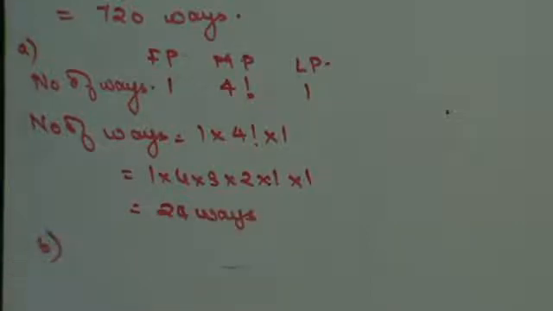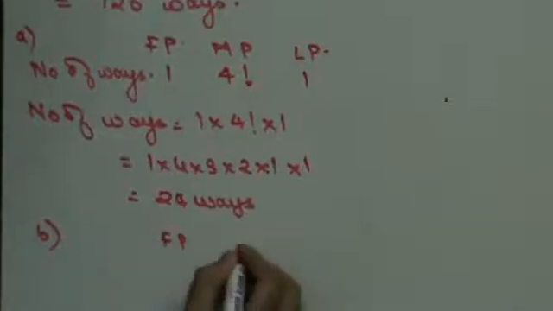Second part of the question. How many of these begin and end with a vowel? First place, middle place, last place. Number of ways. Begin and end with a vowel. Right? Father. How many vowels are there in father? There are 2 vowels, A and E. Right? That means how many alternatives do I have for filling the first place? There are 2 alternatives. The first place can be filled in 2 different ways.